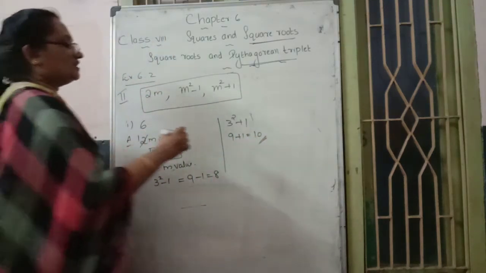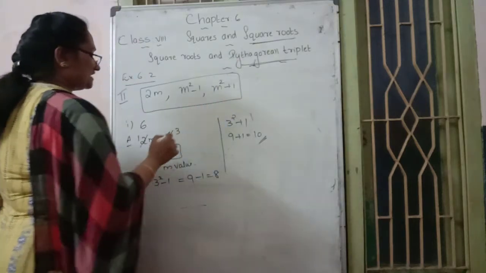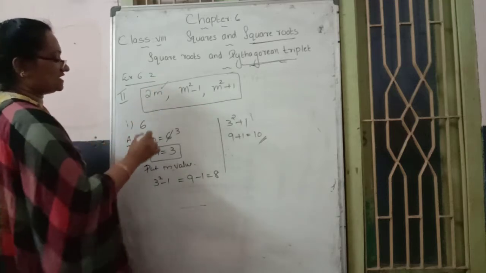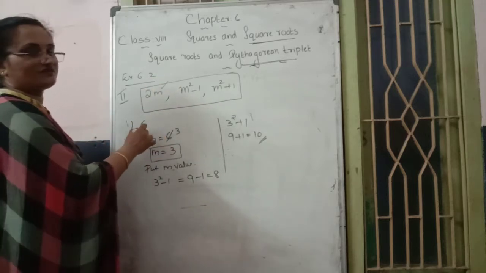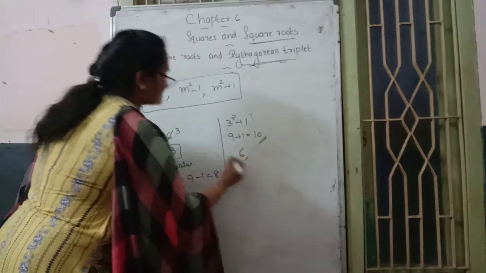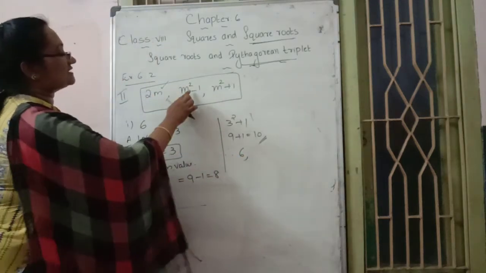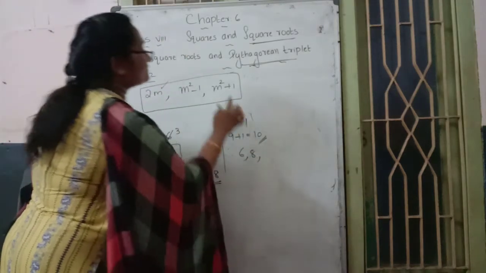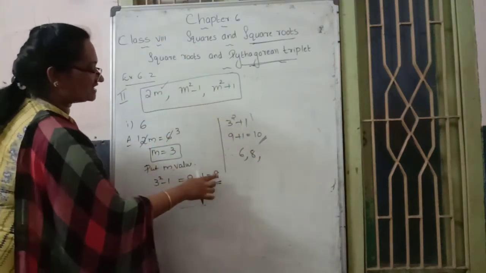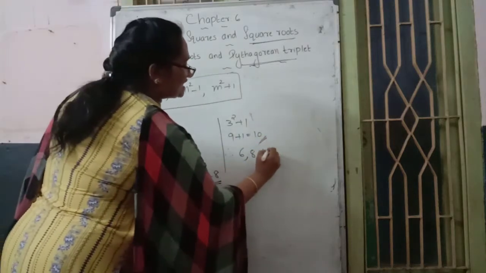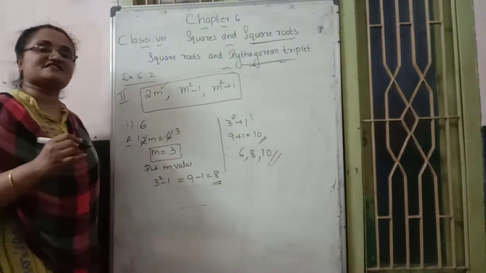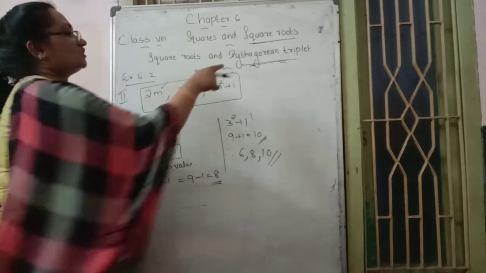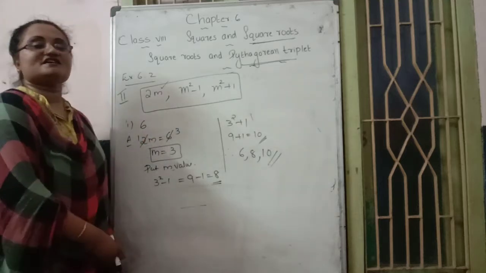So that's why, for the Pythagorean triplet they are asking, the first number is represented as 2m. That is the formula for finding the first number. 2m is equal to the given number, so the first number is 6. The second number is m square minus 1; substituting the value and calculating gives 8. The third number is m square plus 1; substituting the m value and calculating gives 10. So 6, 8, 10 are the Pythagorean triplet for the number 6.